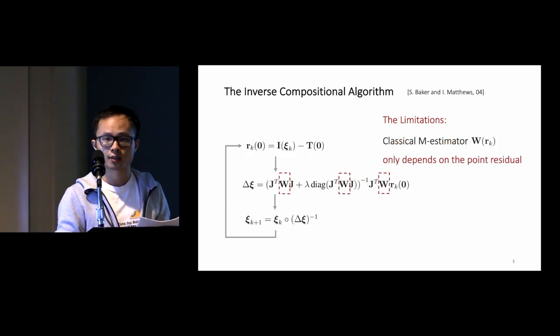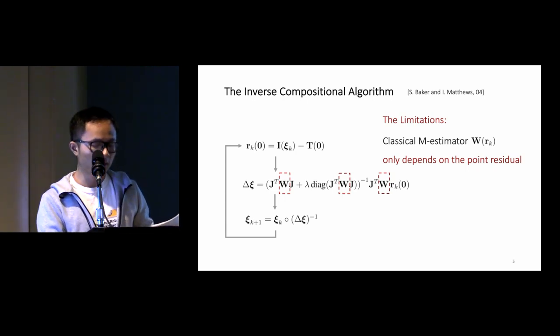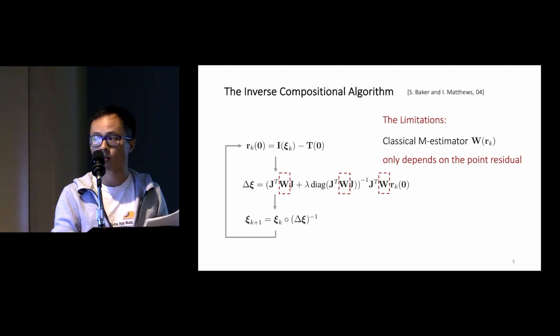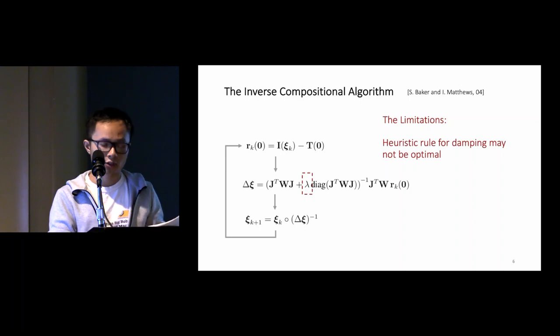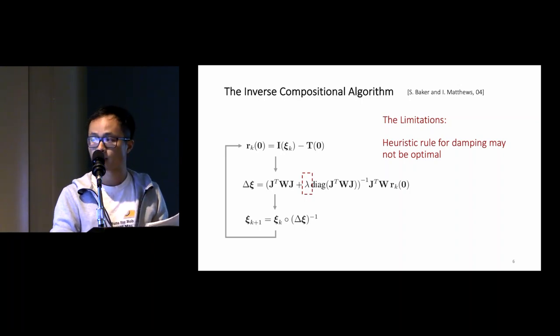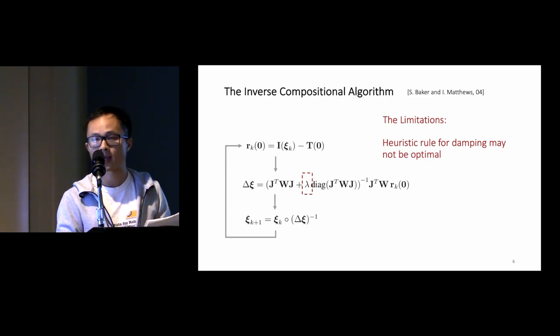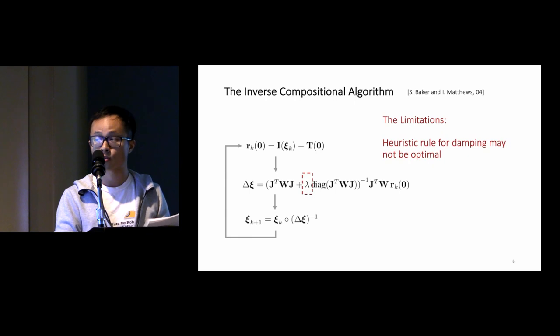The weight matrix is often derived from the classical robust M-estimator. In this formulation, the weight of a datum depends on the point residual, which may not address context or high-order information. Adding proper regularization is also a non-trivial task. One common way is to adjust the damping value using some heuristic rule, like the trust region method. But this heuristic rule may not find an optimal solution.